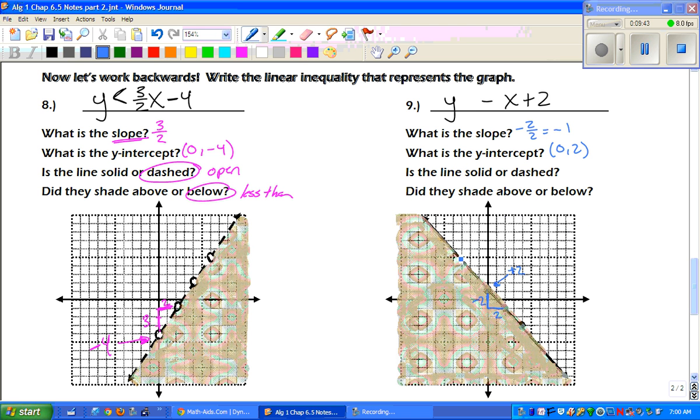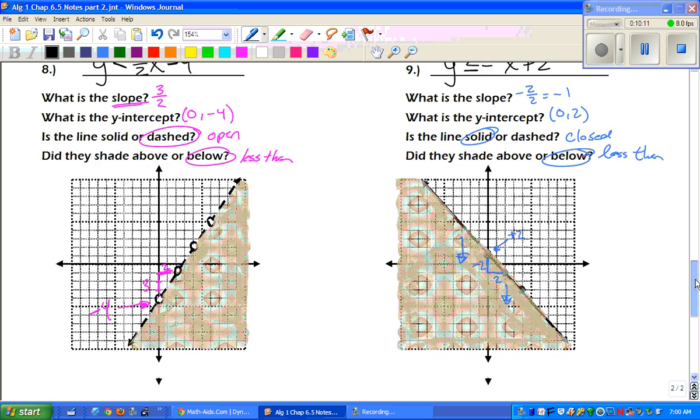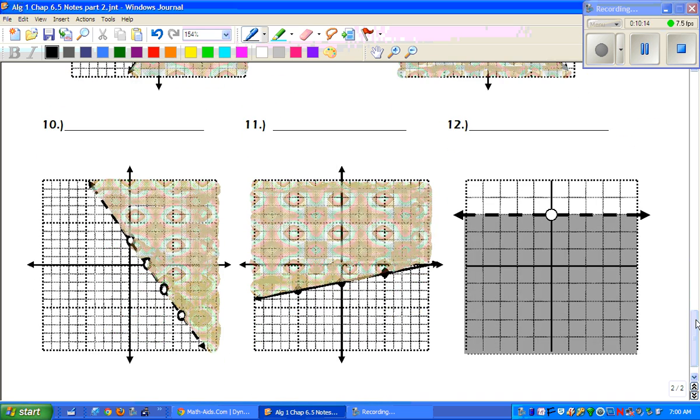Okay? So next question, solid or dashed? Well, we have closed circles and we have a solid line. Okay? Did we shade above or below? Well, from here we shaded down, so that's below, which is less than. Okay? So we're going to have less than or equal to. All right. Number 10, 11, and 12 are all yours. Go ahead and pause the video and see how you do.